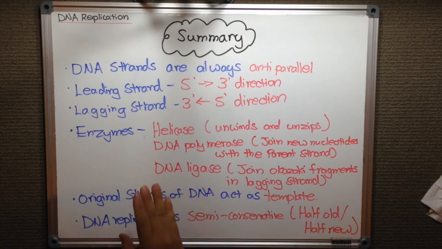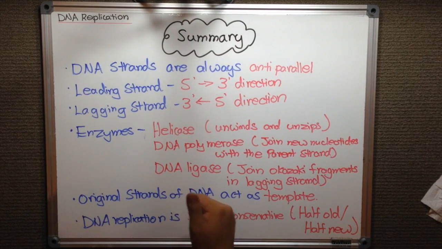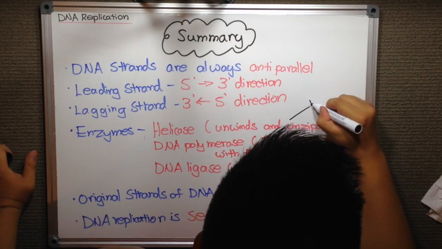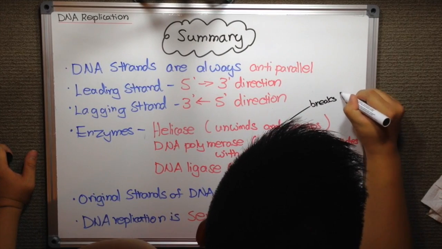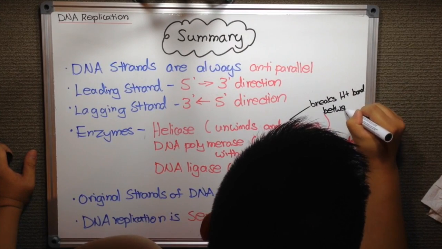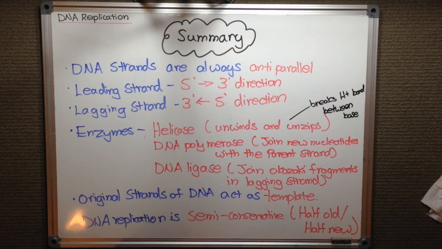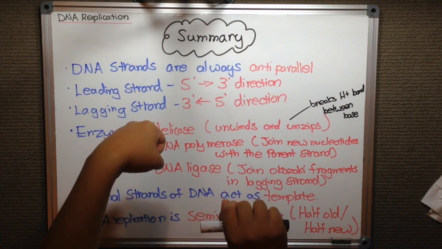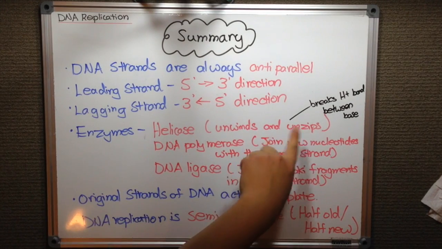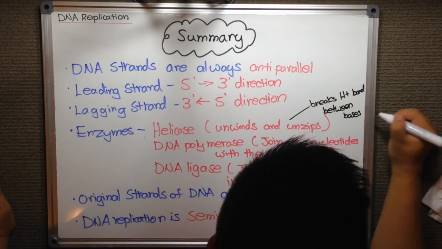Now, the enzymes involved in DNA replication, 3, okay? Helicase: unwind and unzip. I forgot to write something. It also breaks the H bond between bases, okay? So, helicase is super duper important. It does 3 things. It first of all unwinds the double helix, unzips like a zipper, and when it unzips, it breaks the hydrogen bond that is between the bases, okay?